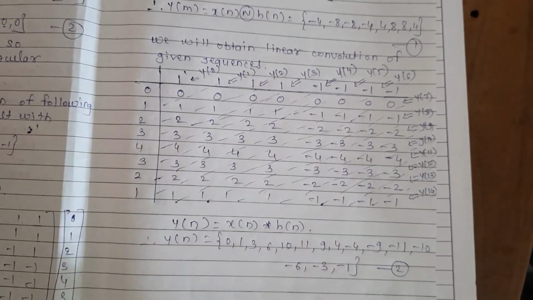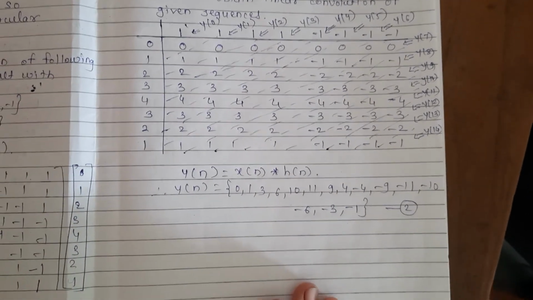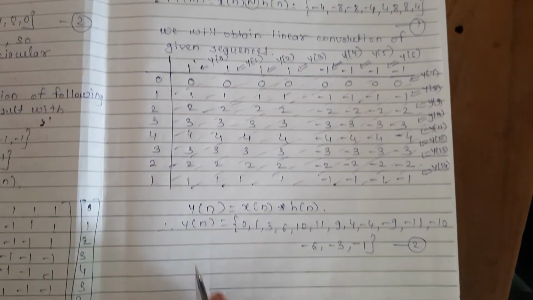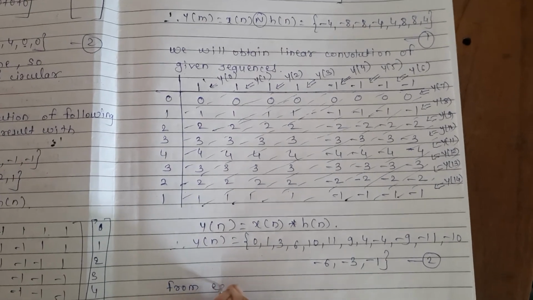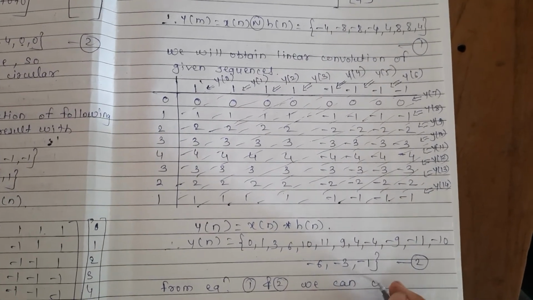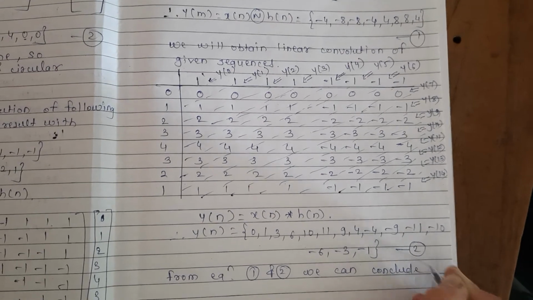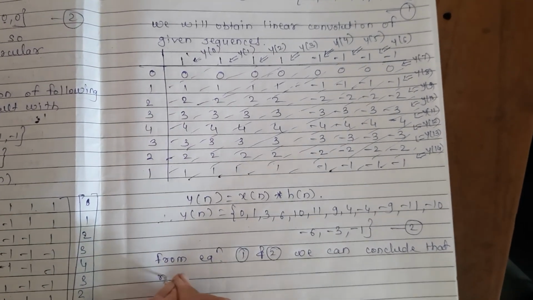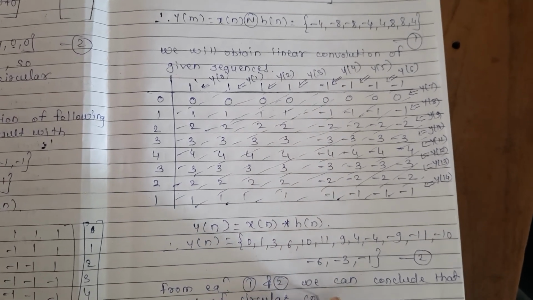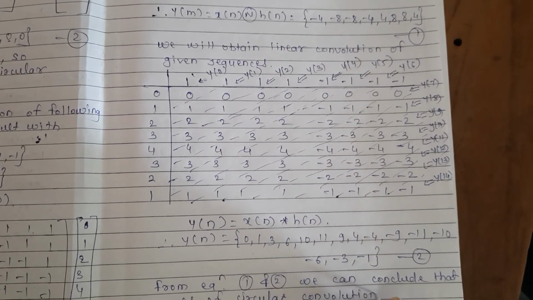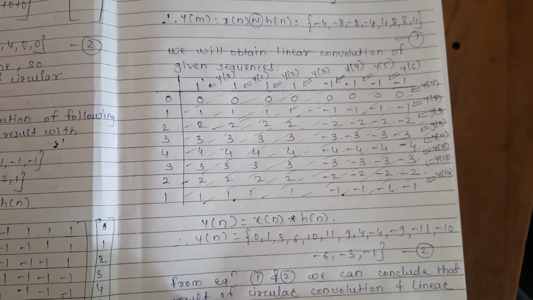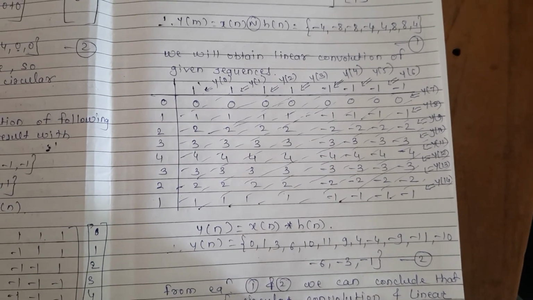This is equation 2. Now from equation 1 and 2 we can conclude the result of circular convolution and linear convolution are not same. These two values are different. So we write here from equation 1 and 2 we can conclude that the result of circular convolution and linear convolution are not same.